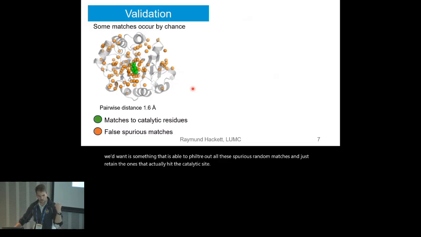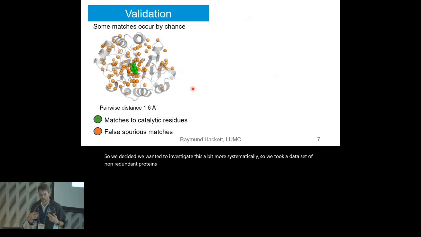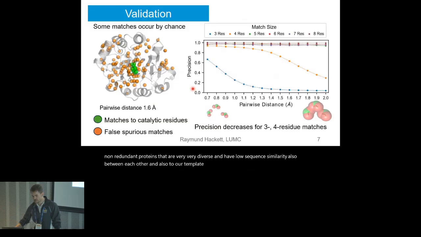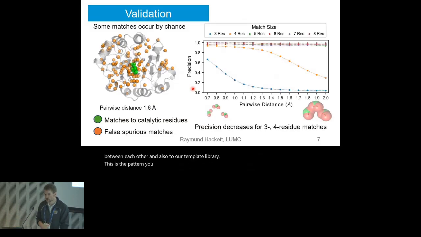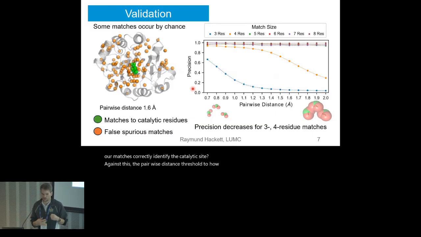So we decided we wanted to investigate this a bit more systematically. So we took a data set of non-redundant proteins that are very, very diverse and have low sequence similarity, also between each other and also to our template library. And this is the pattern you generally find. So here on the y-axis, you see precision. So what fraction of our matches correctly identify the catalytic site against the pairwise distance threshold, so how strict we make our search from very strict to quite loose.